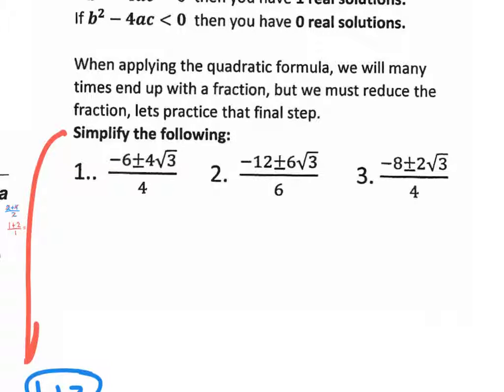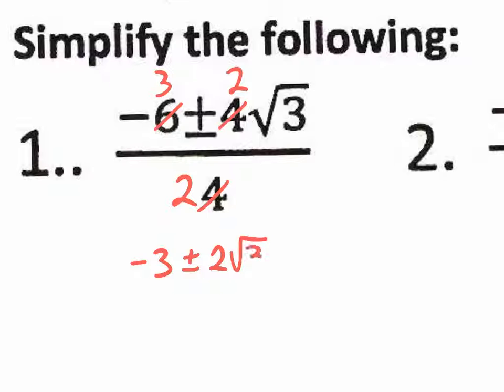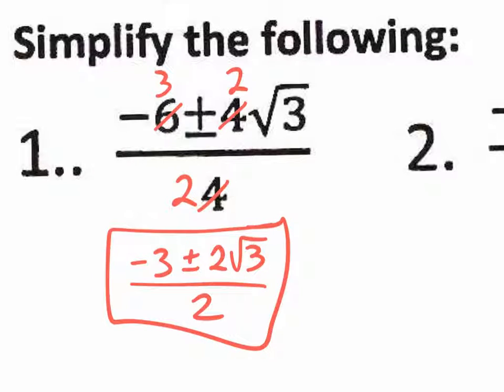How could we reduce this first answer? If I was working on the quadratic formula, we could reduce all 3 terms by 2. So if you reduce by 2, you're going to get a 3. Reduce by 2, you're going to get a 2. Reduce by 2, you're going to get a 2. So your final answer will be negative 3 plus or minus 2 square root of 3 divided by 2. That's your final answer. That's the type of stuff you're going to see on the final exam as a multiple choice answer. That's the final answer? Yeah, that's the final answer right there.